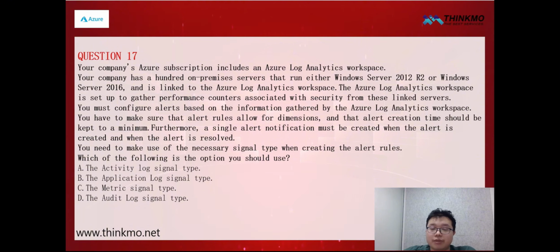In practice, this question is about a subscription that includes a workspace. Within the company, there are 100 on-premises servers, and the main systems are related to Windows Server 2012 R2 and 2016, which have already been connected to this workspace. The workspace is configured to collect security-related performance counters from these servers. We need to configure alerts based on the collected data to meet the following requirements.